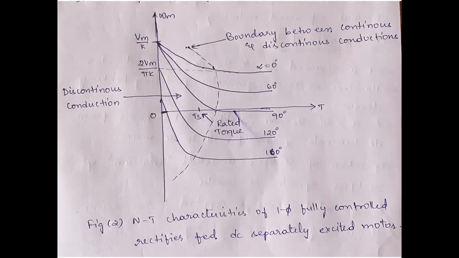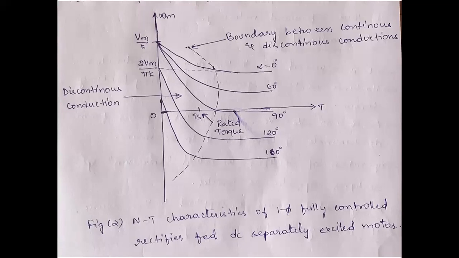There is some effect of discontinuous conduction. What is the effect? It makes the speed regulation poor. This can be explained with the previous figures B and C. If you take discontinuous conduction mode, the speed regulation is very poor.